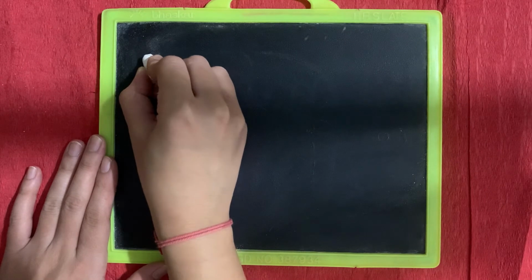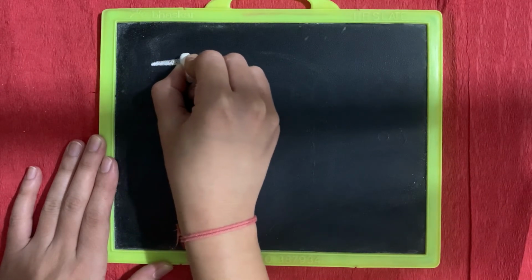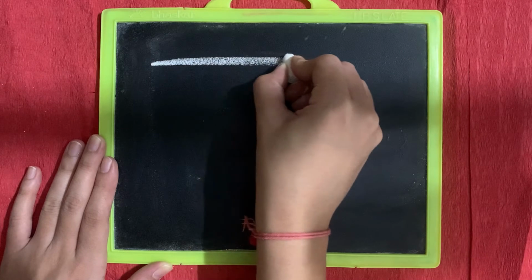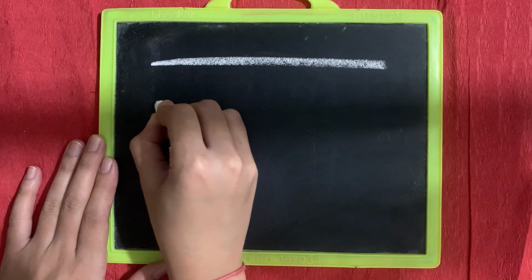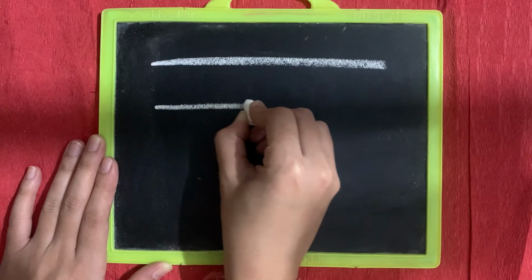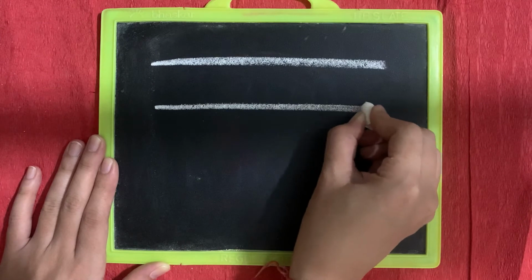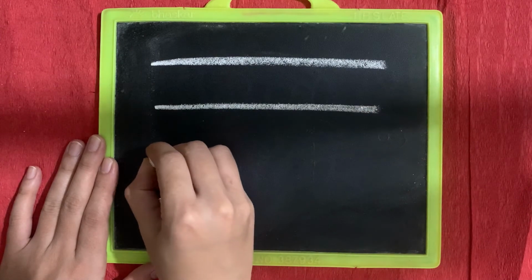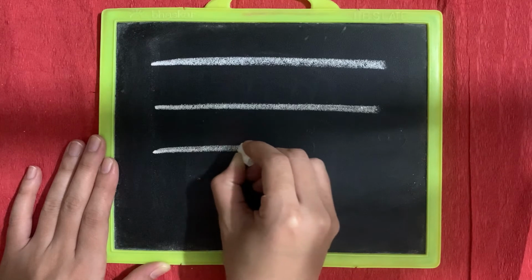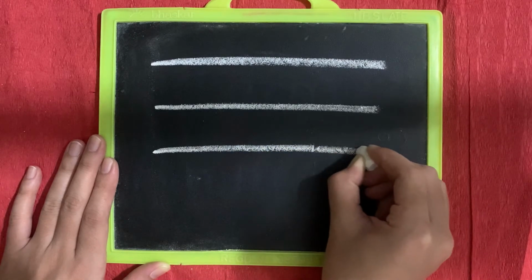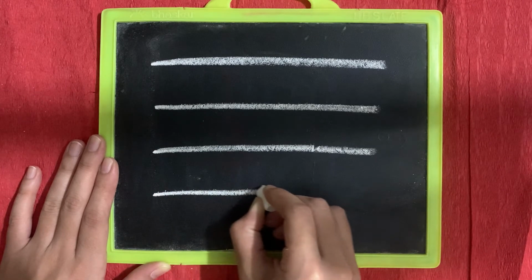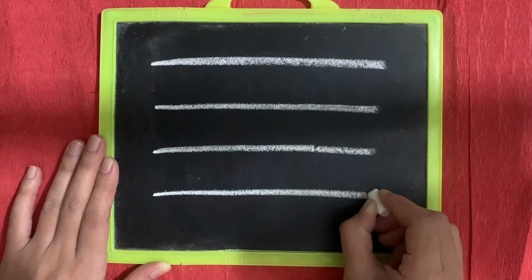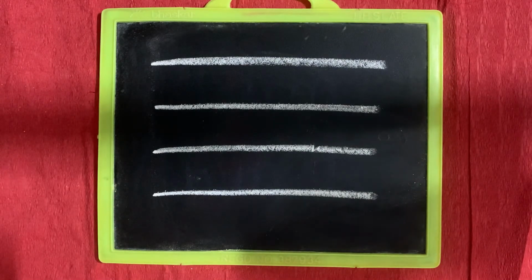Now we will draw sleeping lines without any dots. Start from the left side. Slowly move towards the right side. Left to right. Once again, left side to the right side. Left to right. See, our sleeping lines are ready.